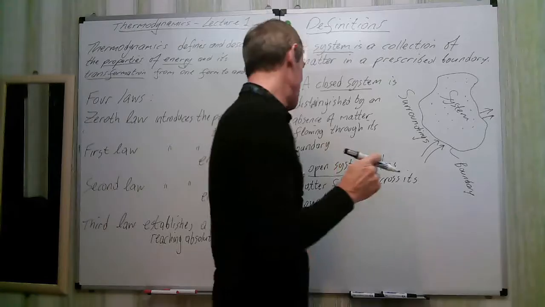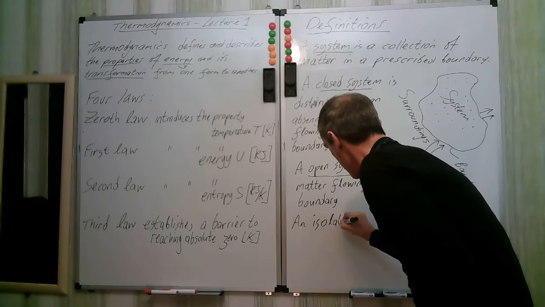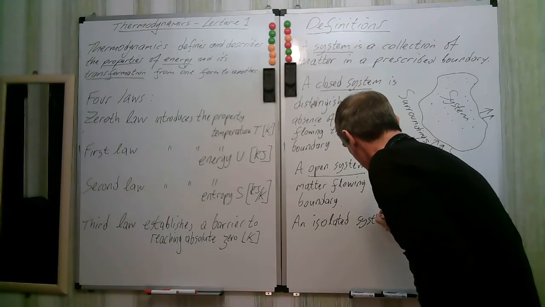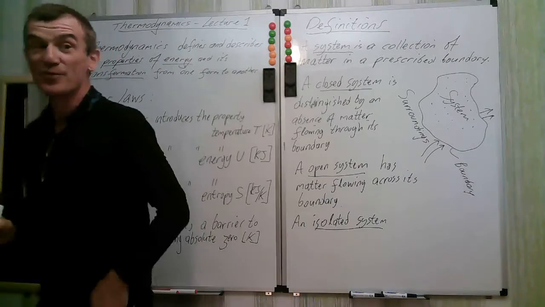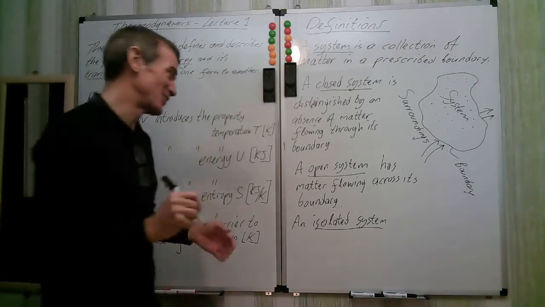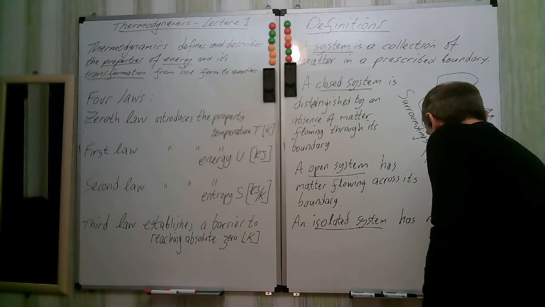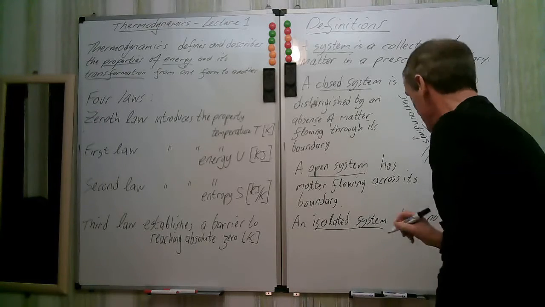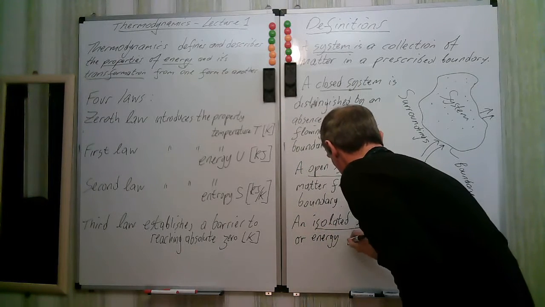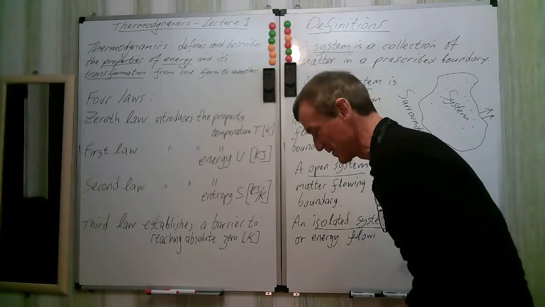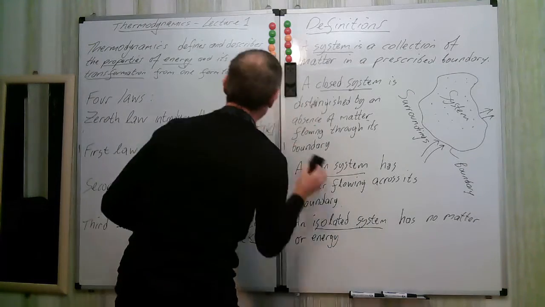Another type of system is an isolated system. Well, what distinguishes an isolated system is that you have no matter and no energy flowing across the boundary. So in this case, there's no matter or energy, or mass, I suppose, or energy passing through its boundary.